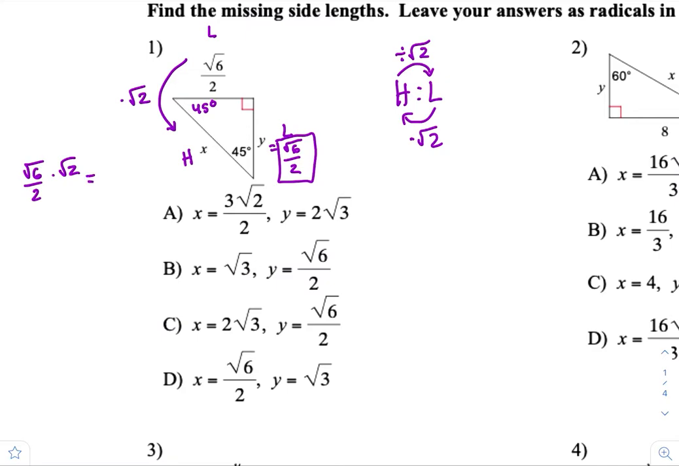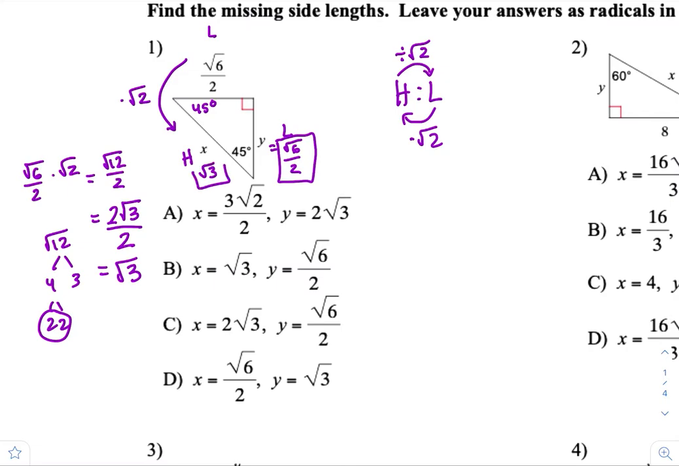Rad 2 times rad 6, you guys, is square root of 12 over 2. But we can simplify the square root of 12. And if you guys forgot, you do your prime factorization tree. So rad 12, you guys, becomes the pair of 2's goes on the outside, and we have a leftover of 3 divided by 2. And 2 divided by 2, you guys, is square root of 3. So this is going to be the square root of 3, you guys, for x. So which option is that? That certainly looks like to be B.